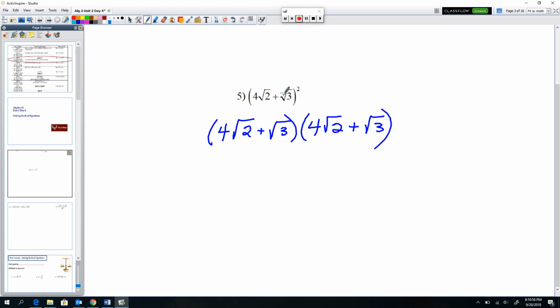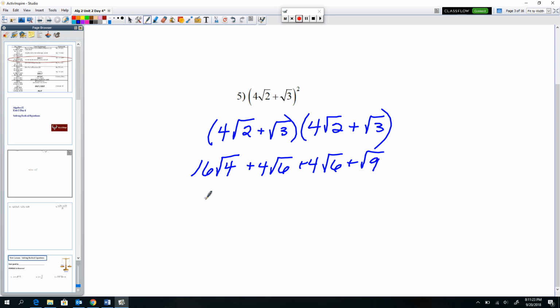Do not distribute this 2 to everybody. Unless all this stuff inside is being multiplied by each other, you're not allowed to distribute. If there's adding or subtracting going on, you have to make 2 of these and then square them. Now we know how to do this. First times first, outer times outer, inner times inner, and last times last.